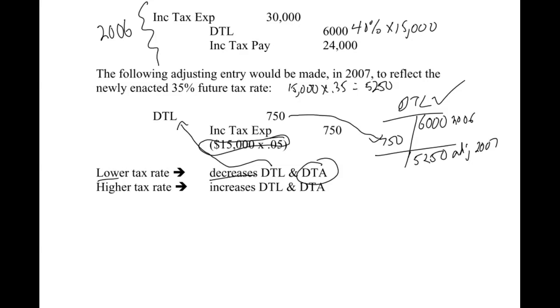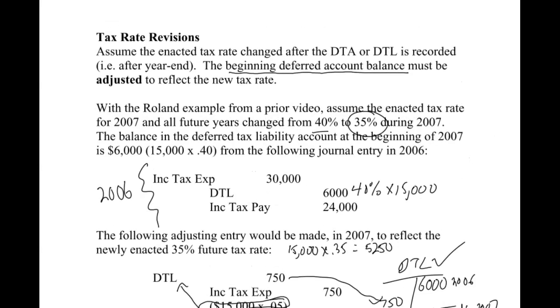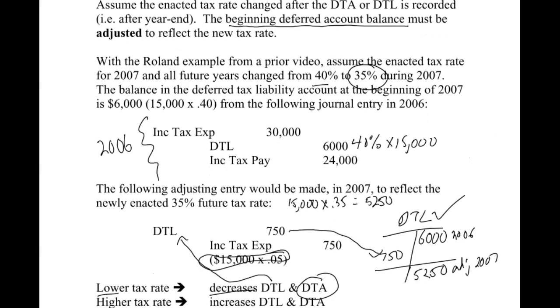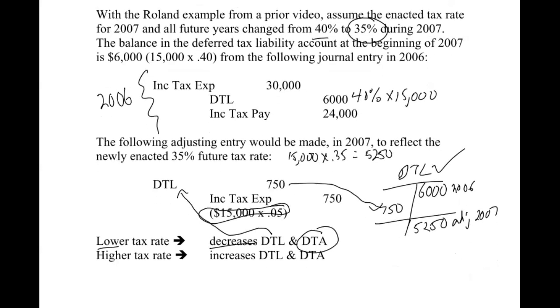This is a good little multiple choice question on a test: a change in rates after you've already recorded it. What happens to this journal entry when we change it? It's a good journal entry to ask in the form of a multiple choice question, so I'd keep that in mind when you're reviewing for your test. Once again, this covers changes in the tax rate after you've already recorded the asset or liability, and this is how we adjust it to reflect the new updated tax rate.